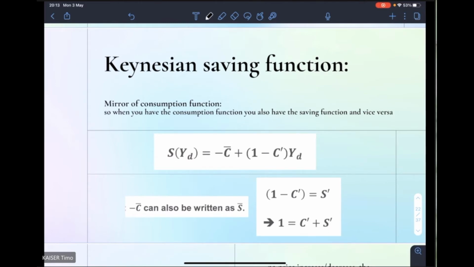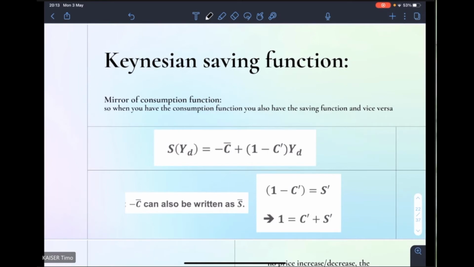Therefore, what you have left after your consumption, you will save. And therefore, the savings function is nothing else than the consumption function, but mirrored. So that's how it's built up. It's just C bar. You just put a minus sign in front of C bar and you get the autonomous savings. And in order to get the marginal propensity to save, so in this case MPS, it's just 1 minus C prime, or MPC, exactly.